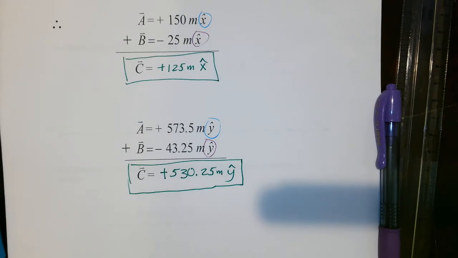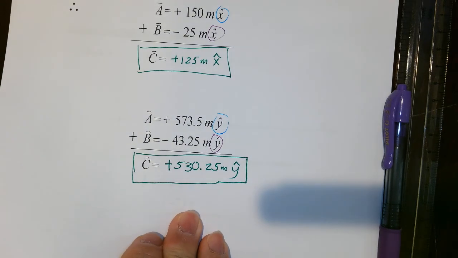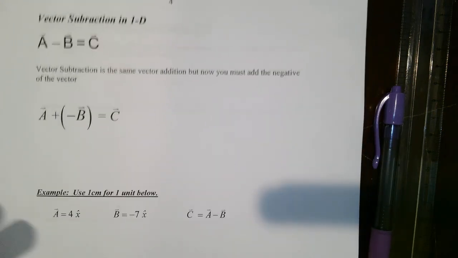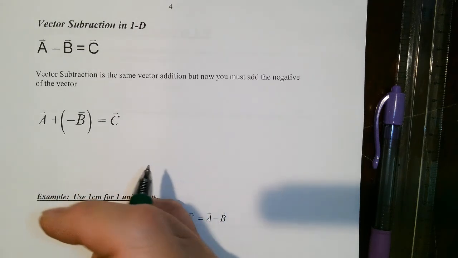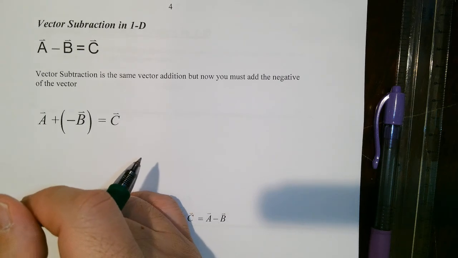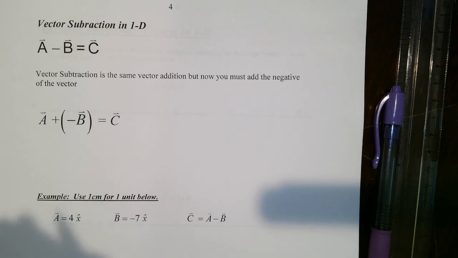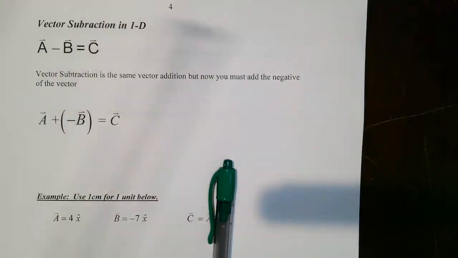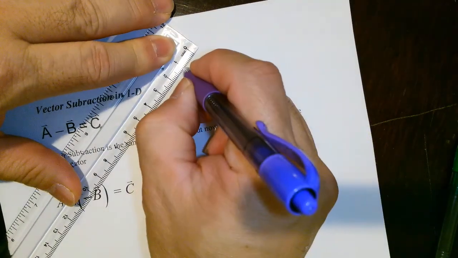Well, if I can add vectors, that means I should be able to subtract vectors, right? Subtracting vectors is the same thing as adding vectors that are negative. If you can change the vector into a negative vector, then all you need to know is how to add vectors, because you're adding the negative vector. So how do you negative it? You can negative it by putting a negative sign in front of it.